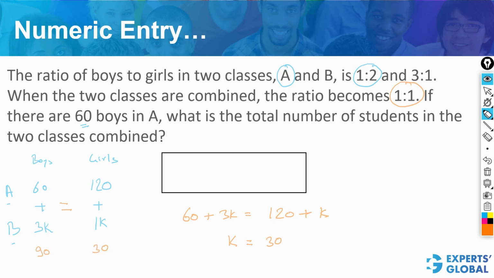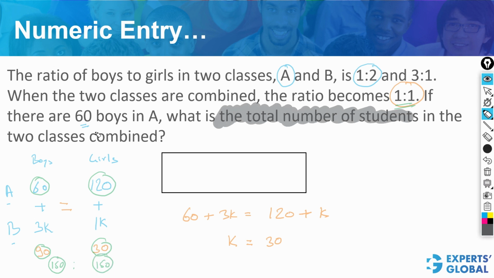We can cross-check. 60 plus 90 is 150 and 120 plus 30 is again 150. You see the two values are equal. The ratio would be 1:1. So there are 150 students in each class, and therefore the total number of students in the two classes combined is 300. That's the correct answer.